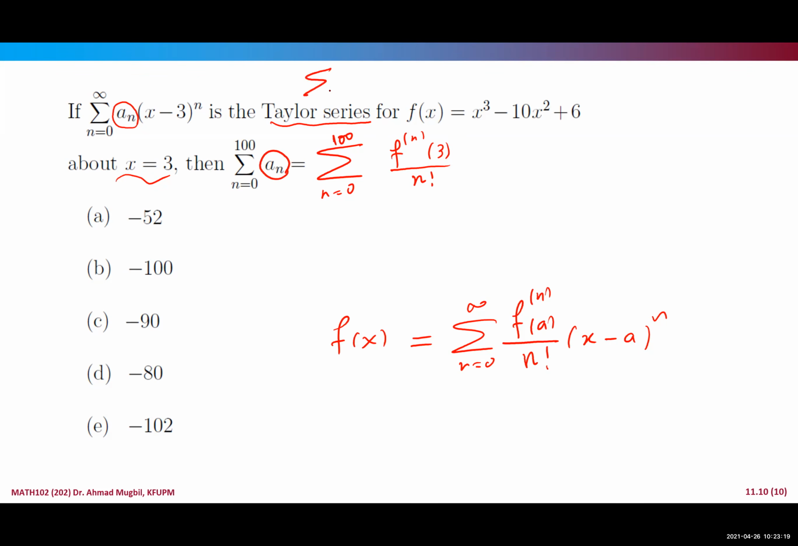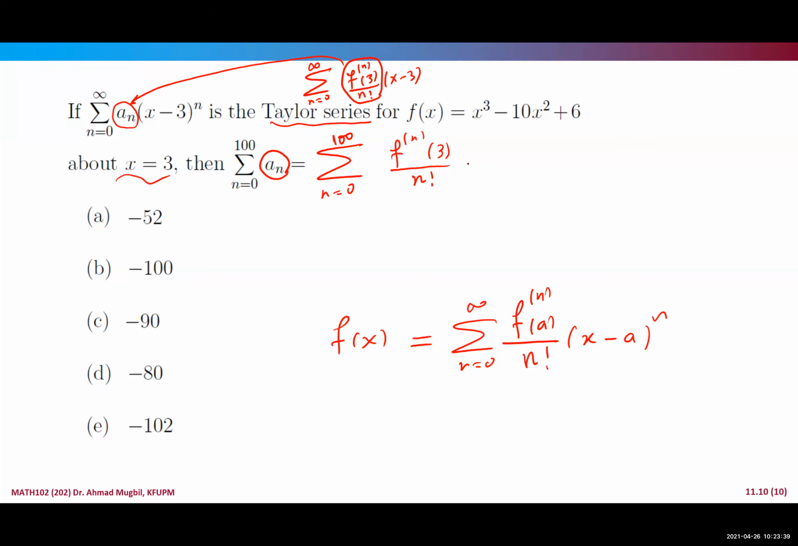Let me write the Taylor series again here. The Taylor series is this, over n factorial, x minus 3 to the n, starting from 0 to infinity. So these are the coefficients we are looking for. It is this one, a_n.